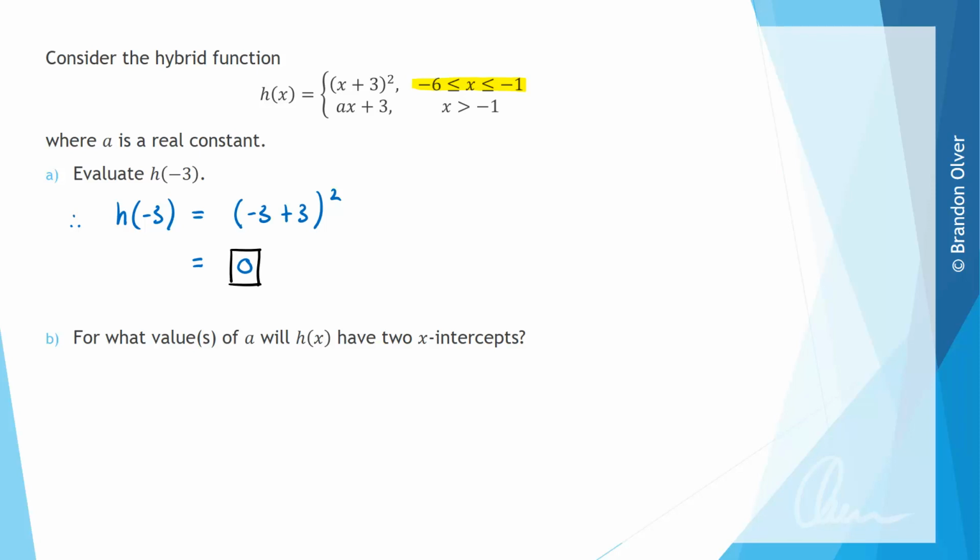For part B, we're asked what values of a will h of x have two x-intercepts? And this is one of those questions that you may come across from time to time, where it's actually better to do a later part of the question first before answering this. So I'm actually going to leave part B to answer in a moment's time.